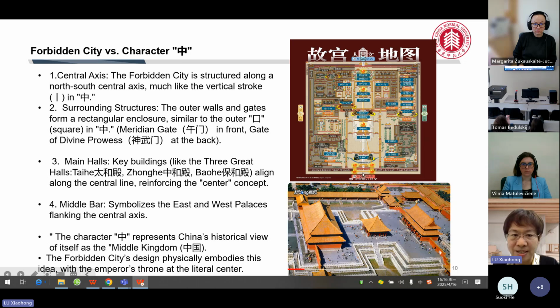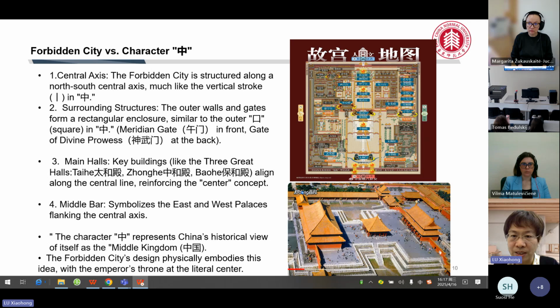Now here is the gate called the Meridian Gate at the front, and the Gate of Divine Powers, Shenwumen, at the back. It's in the center, dividing these two parts. On both sides, left and right, we also have a lot of buildings, which are not as important as the central ones. In this area we can find the main halls. Here are the main halls, the three great halls. The first one is called Taihe Dian, here, Taihe Dian. And then the second one is Zhonghe Dian.